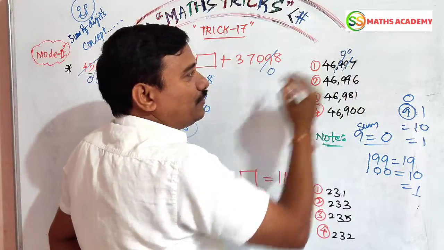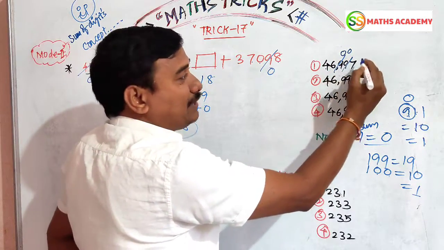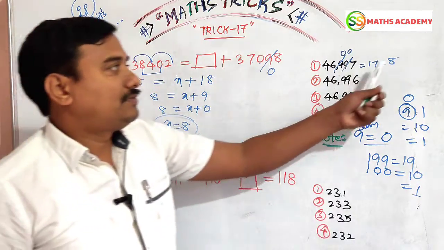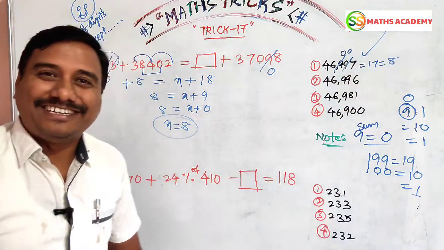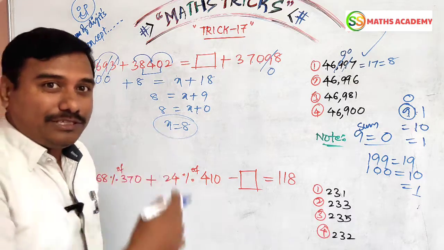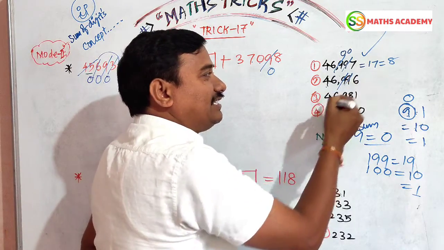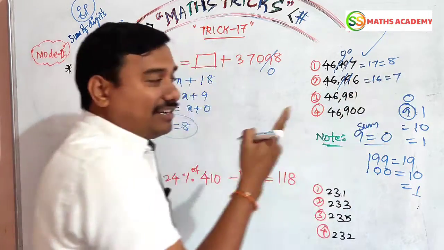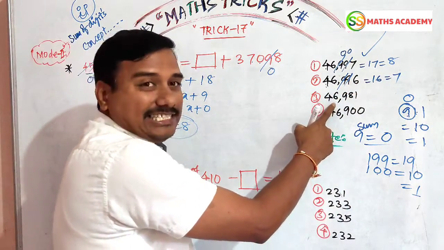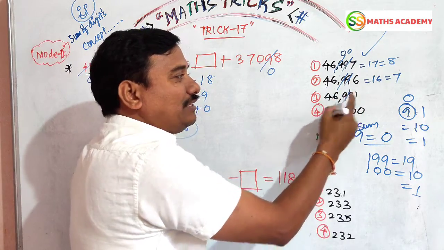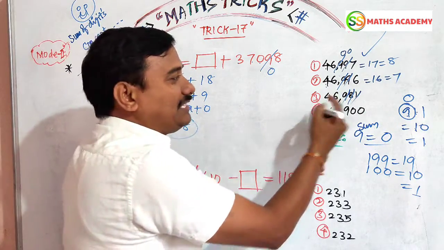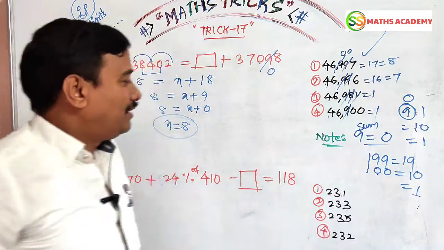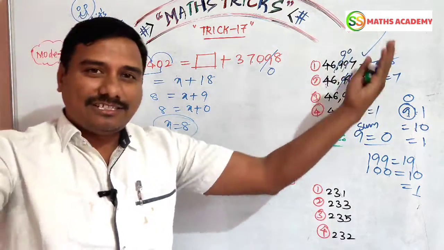9, 9, 0, 0. 4 plus 6 is 10, 10 plus 7 is 17, 1 plus 7 is 8. Finish. The answer is completed. Now we check the remaining options. Options are 4, 9, 9, 0. 4 plus 6 is 10, 10 plus 6 is 16, 1 plus 6 is 7. Not 8. 4 plus 6 is 10. Here 9, 0. 8 plus 1 is also 9, 0. 4 plus 6 is 10, 10 means 1. Which one equals 8? The first one is the answer. Finish.